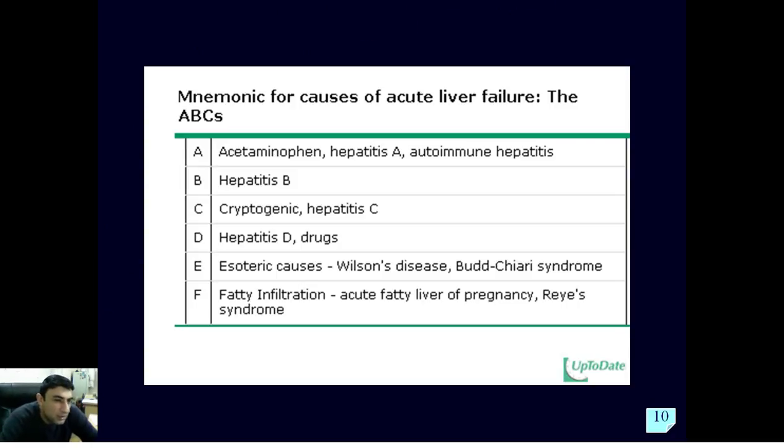There are again mnemonics in order to remember this, like A in this aspect for acute liver failure. A could stand for acetaminophen, hepatitis A, autoimmune hepatitis. Alcohol is also with A, but it is not here. B stands for hepatitis B, C for cryptogenic or for hepatitis C, D stands for hepatitis D and drugs. E, it's difficult to consider what is E. It could be hepatitis E as well. And esoteric causes like Wilson's disease, Budd-Chiari syndrome, which are rare, that's why considered so-called esoteric. And F for fatty infiltration, which could be found in the mentioned syndromes.